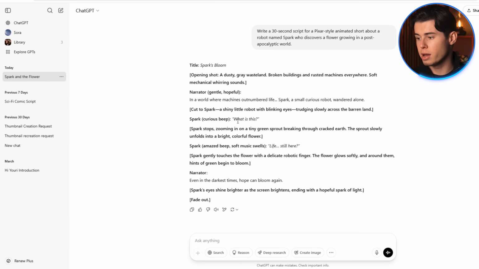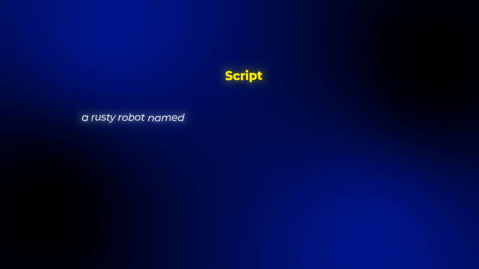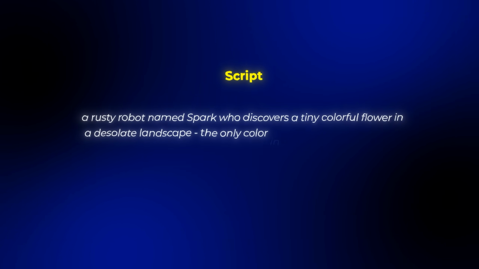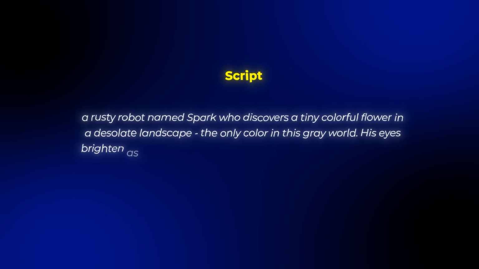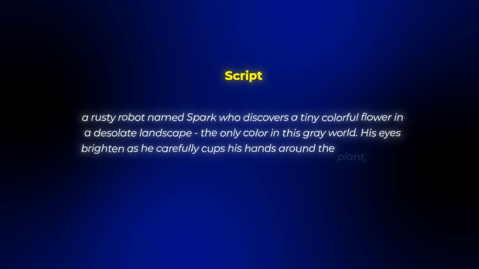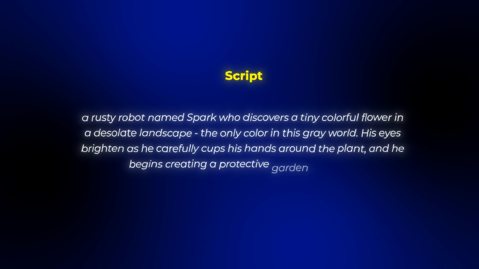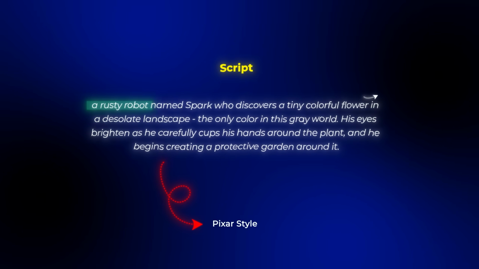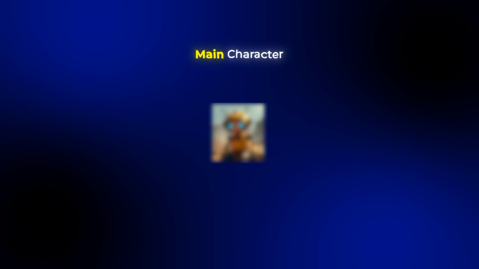So ChatGPT has given us a script about a rusty robot named Spark, who discovers a tiny colorful flower in a desolate landscape, the only color in this gray world. His eyes brighten as he carefully cups his hands around the plant, and he begins creating a protective garden around it. This is perfect, it's short, emotional, and has that classic Pixar feel to it with a clear beginning, middle, and end. Now that we have our script, we need to create our main character, Spark.